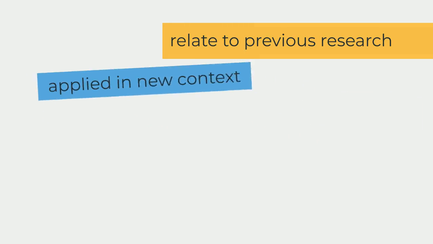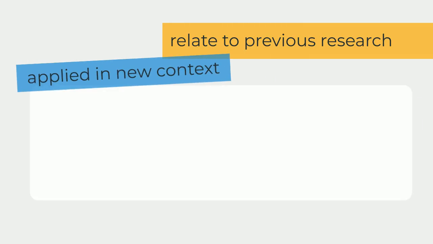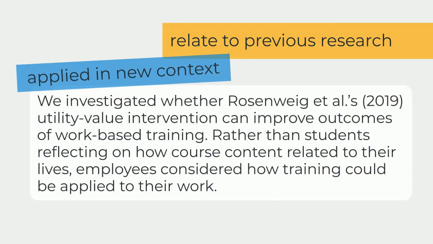For example, this research applied an existing methodology in a new context. We investigated whether Rosen and Gertel's 2019 utility value intervention can improve outcomes of work-based training. Rather than students reflecting on how course content related to their lives, employees considered how training could be applied to their work.